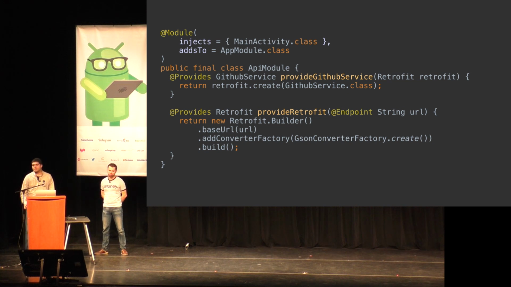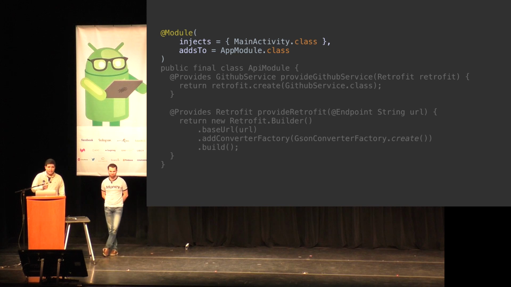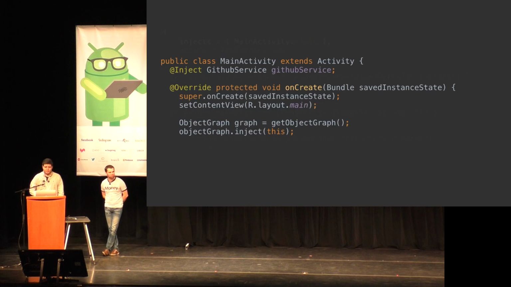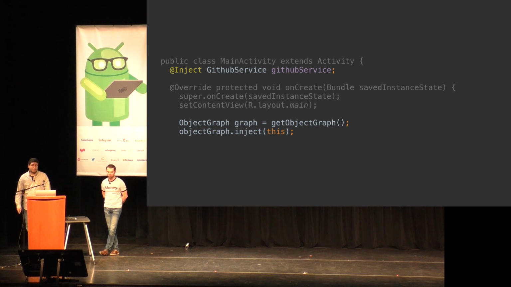Here we have a classic Dagger module. We can tell it's a Dagger 1 module from the injects and adds 2 attributes, which are no longer present in Dagger 2. Let's focus on the injects attribute first. This attribute defines the entry points to the dependency graph, that is, the injectable classes whose dependencies are defined by this module's methods, or associated modules. This is a hint to Dagger, and it's important for compile time validation. At runtime, we can inject our entry point class with its dependency.